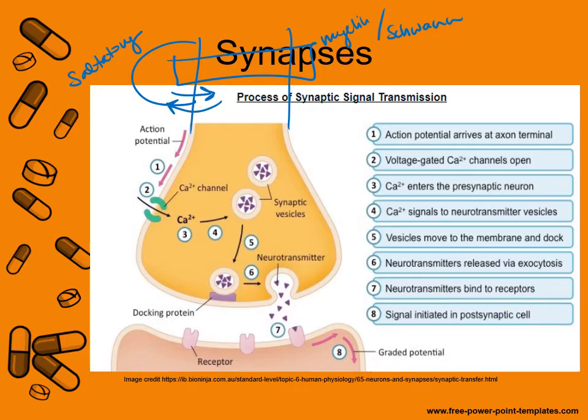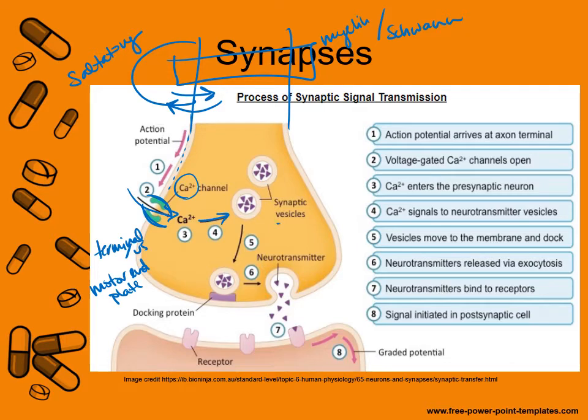Potassium gets out. That's repolarization. When we get to the very end of the axon, sometimes we call this the axon terminal or the axon terminus. Sometimes we call it the motor end plate if we're talking about a nerve cell that talks to muscle tissue. Regardless, when the action potential gets to the very end of the axon, another ion channel is going to open up. This time it's calcium.